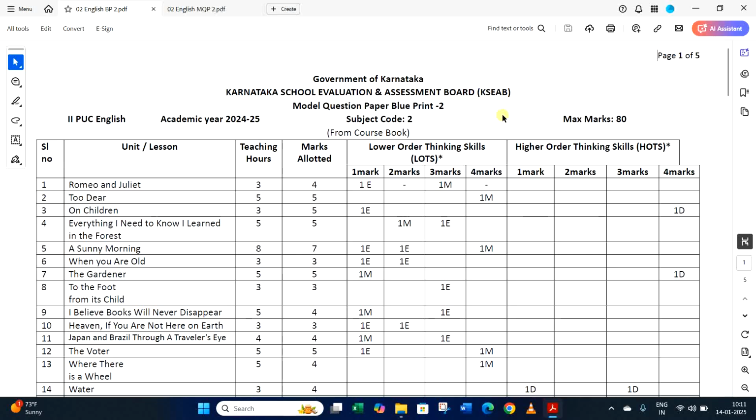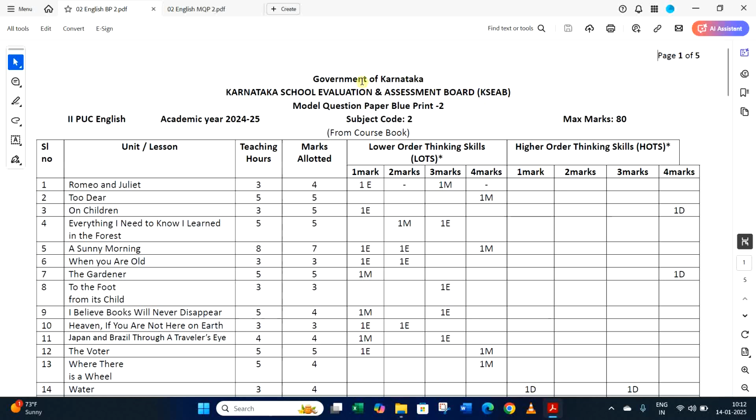Dear students, in this video I am going to talk about model question paper and its blueprint second. So it is a second blueprint and second model question paper which I am going to talk about, which has been released by Government of Karnataka.